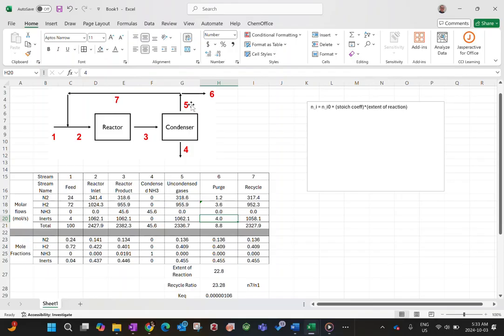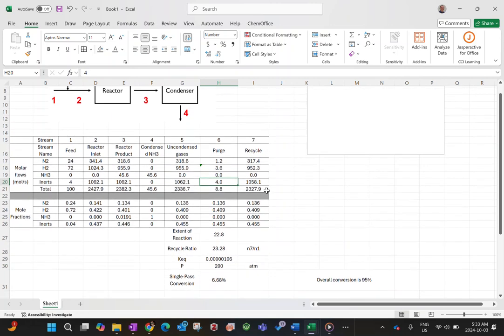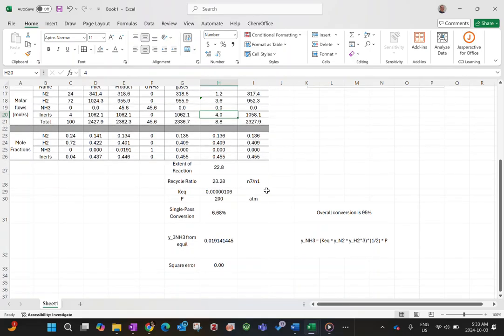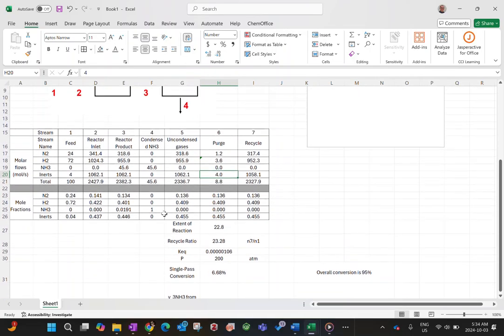Which is pretty nuts. So the reactor is going to be pretty big. It's going to need to accommodate pretty big molar flows, but the conversion is pretty low: 6.7% conversion for a single pass, but then the overall conversion is 95%, which is pretty substantial. All right, and that is everything for this problem.